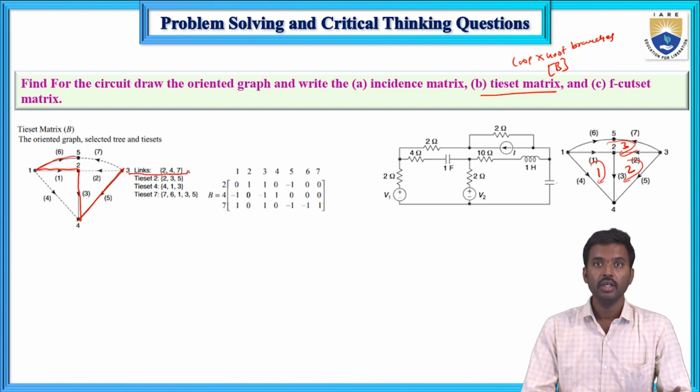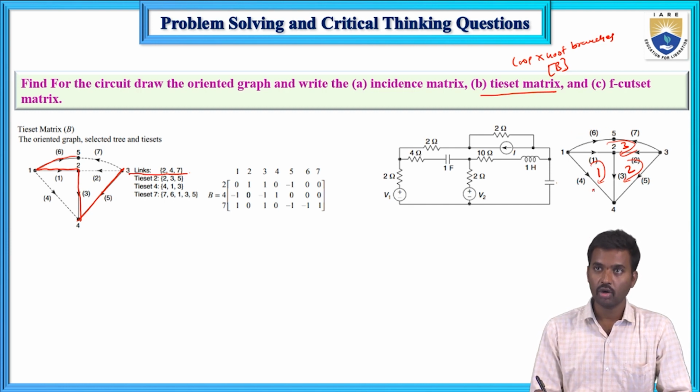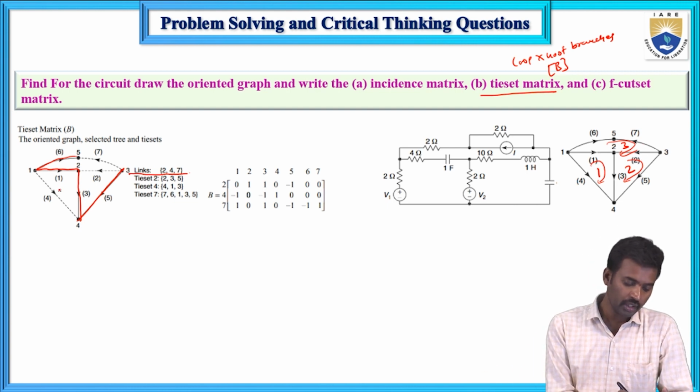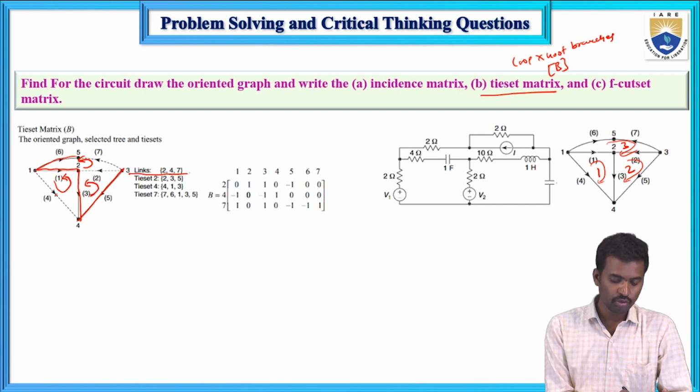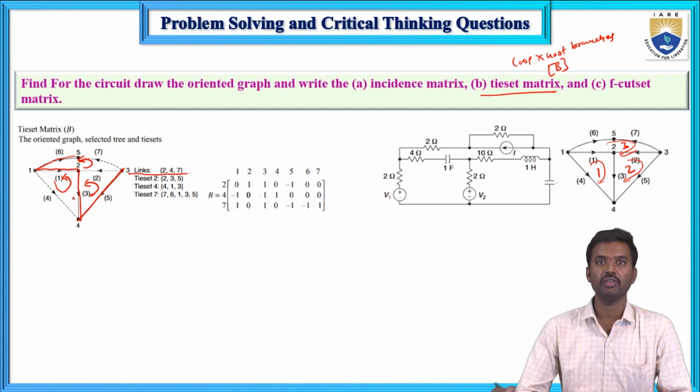Now here I am taking the link direction; in the previous problems I solved without a tree. So now the directions are clockwise. Here you consider the link direction. This direction should be like this, and this direction like this. The fourth link direction is anti-clockwise, the seventh link direction is anti-clockwise, and the fifth link direction is anti-clockwise.